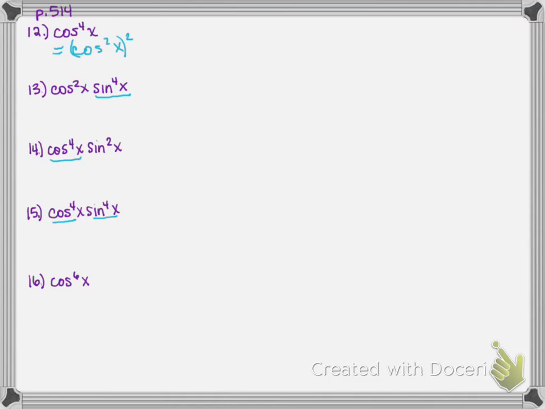And then cosine to the sixth power of x is going to be cosine squared x times cosine squared x times cosine squared x. I think that's the easiest way to think about it. So before you use the power reducing formula, simplify your expressions to look a little bit like this. Pause it now and do these problems.